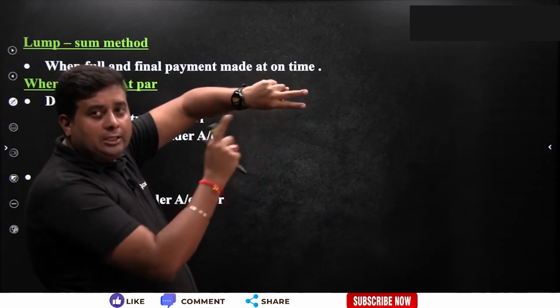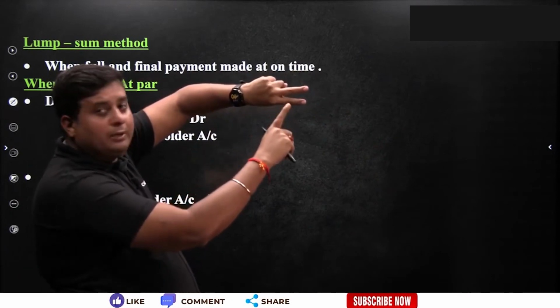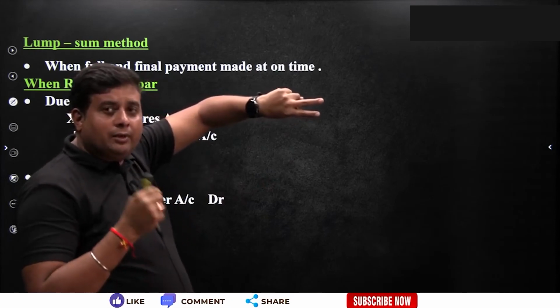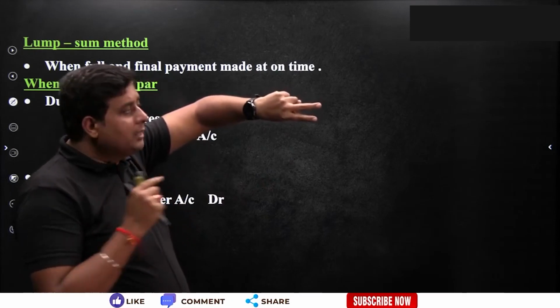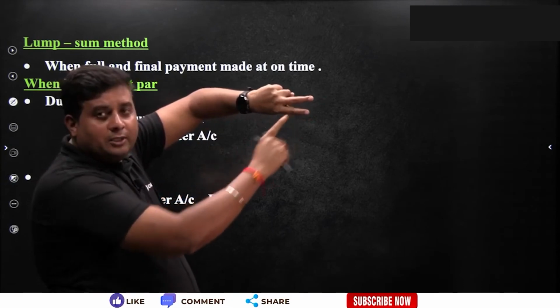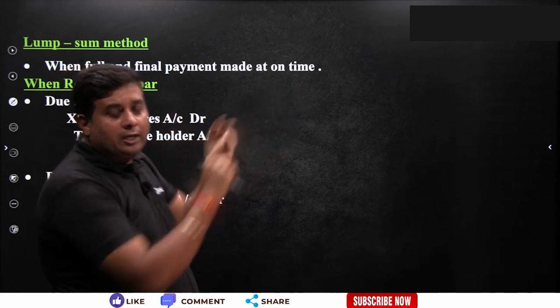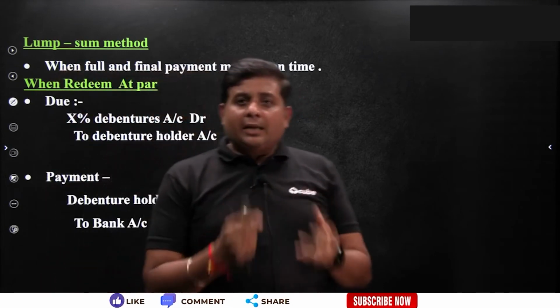Whenever we take the loan, the journal entry should be bank account debit to X% debenture. Here X% debenture is basically the rate of debenture that you are taking. So bank account debit to X% debenture. Whenever you repay the loan, the entry should be X% debentures account debit to bank account. So you can check the entries anytime.